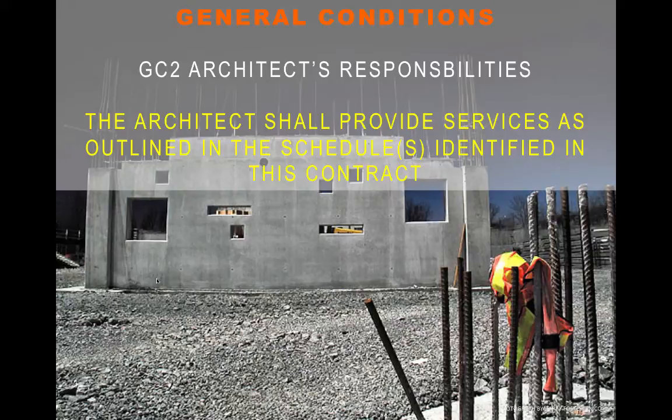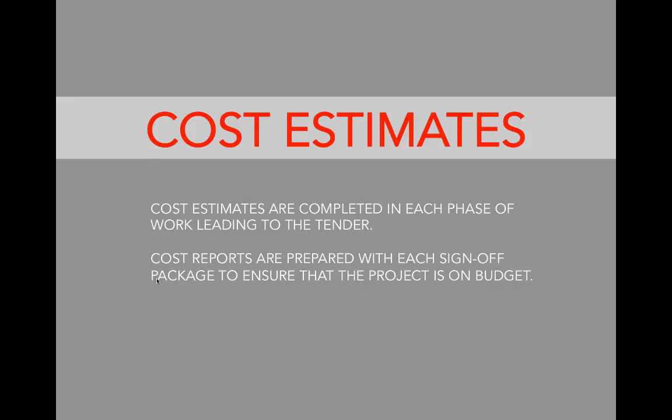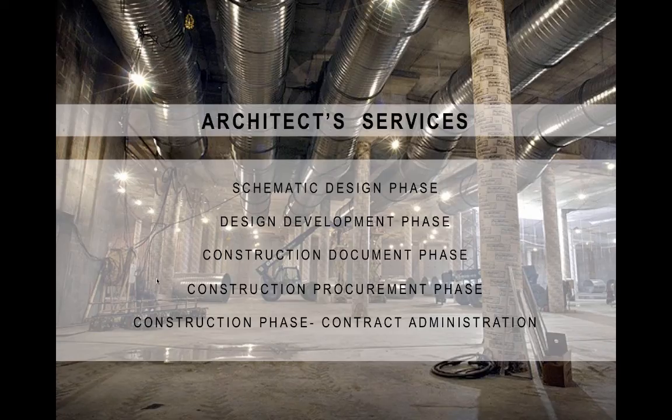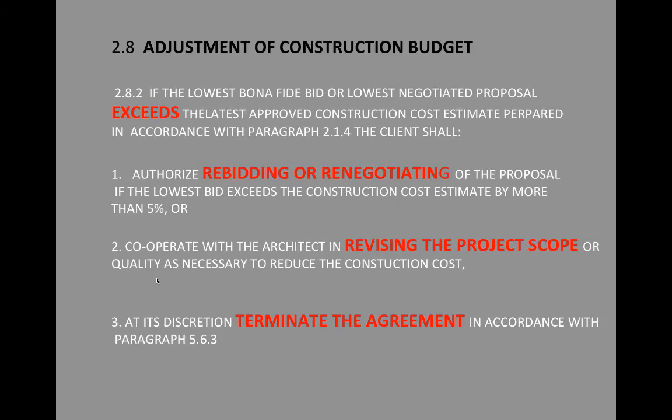So if we go to the general conditions of our agreement, which outlines the services that we have to provide, one thing we have to do in the process of executing our services is provide cost estimates. So we need to have quantity surveyors or cost consultants working with us to provide cost estimates at different phases of our work. These are the different phases of our contractual agreement: schematic design, construction, procurement. And if we provide these estimates, and if our estimates are over, there are conditions that direct how the client reacts to that.